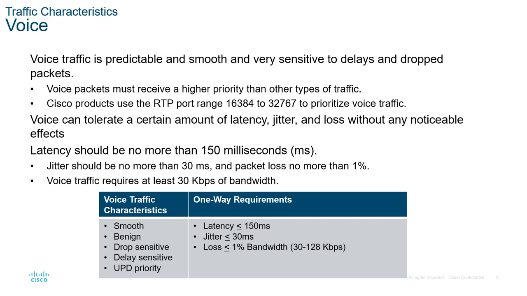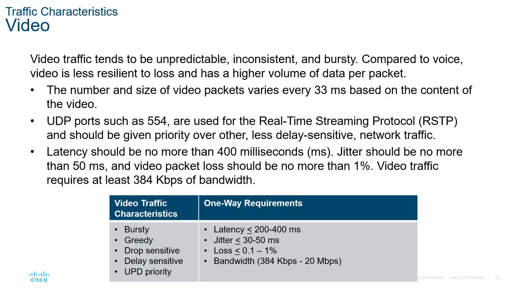Latency has to be less than or equal to 150 milliseconds. I meant milliseconds, not microseconds. The word microseconds popped up in my head, you could notice that I paused. Anyway, jitter has to be less than 30 milliseconds, and there has to be a total loss of less than 1%. Bandwidth needs to be about 30 to 128 kilobits per second per voice call. If you have a call center with 100 people, it's not going to be 128 kilobits per second. It's going to be the bandwidth for each individual phone call added up.